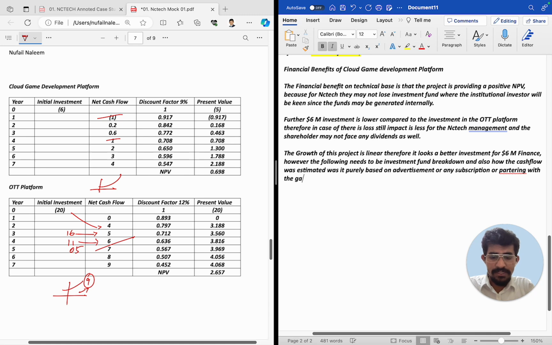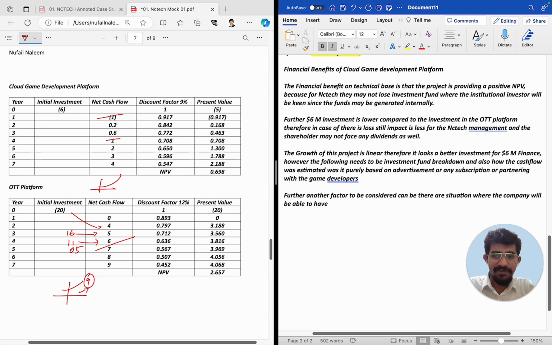developers. Now, students, another factor just to keep in your mind is it's not so complicated. It's very simple and very easy. I'll write down here. Further, another factor to be considered can be there are situations where the company will be able to have a linear growth, but the supporting evidences are less. So keep that in mind, students.